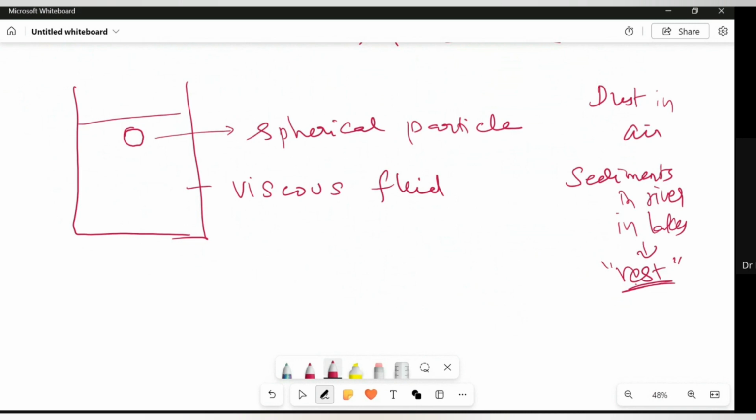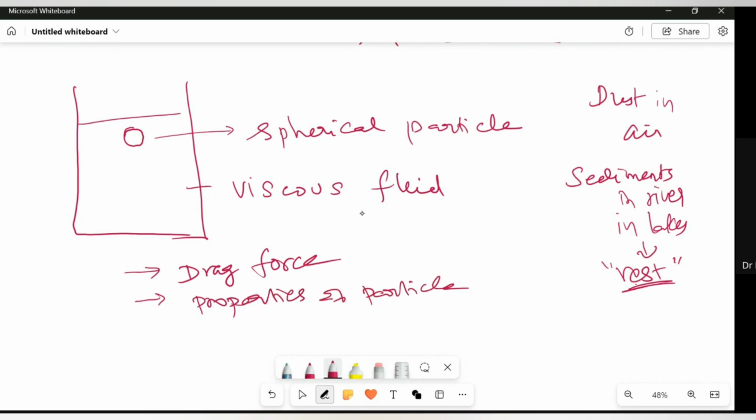As a particle is moving across this fluid, it will come across forces acting on it. We are going to come across buoyant forces, drag forces, and gravitational forces, and the particle movement is governed by drag force, properties of the particle, and fluid properties.